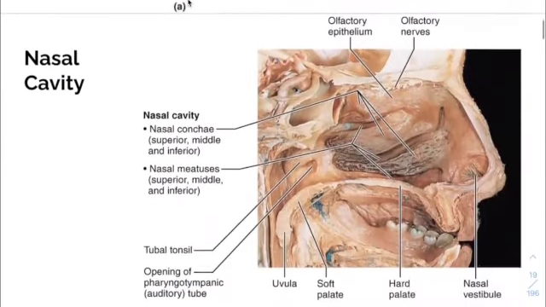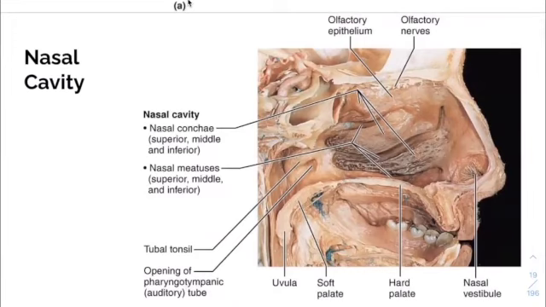So here's the same thing on a cadaver. You can see the hairs from the nasal vestibule, how that hard palate makes the bottom. You can even see those olfactory nerves peeking through that cribriform plate. Those nasal meatuses or concha. The meatus is the area below it. Between the two is the meatus. The concha is the actual bony curved part.